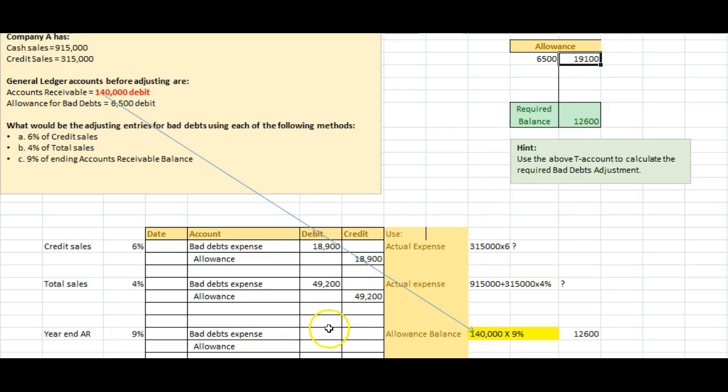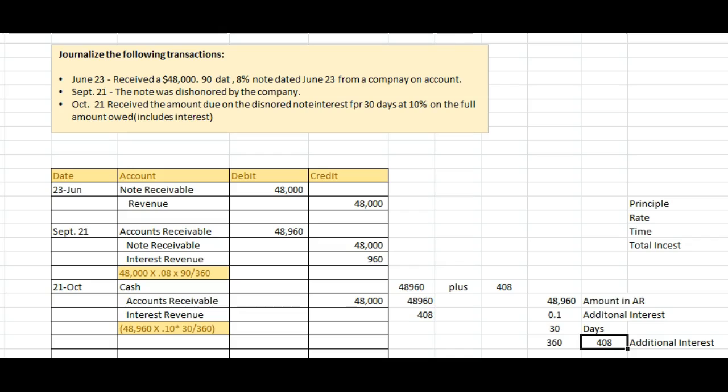And then that would be your bad debts expense, because the accounts receivable balance has prior years adjustments in it, and that's what this $6,500 is. So that has to be taken into consideration. So that one you should be good on. This one's a little bit squirrely, but you have it. Okay, you've got this.